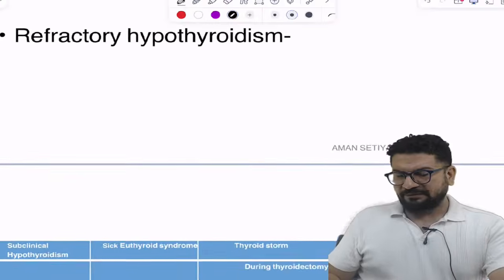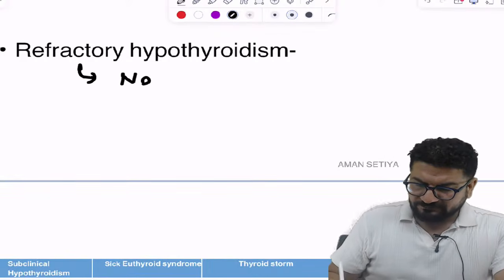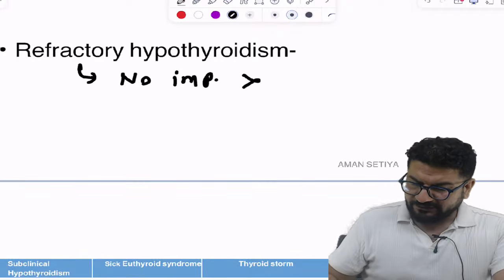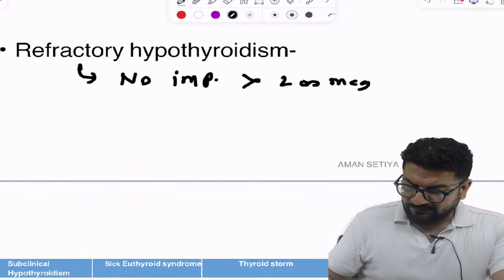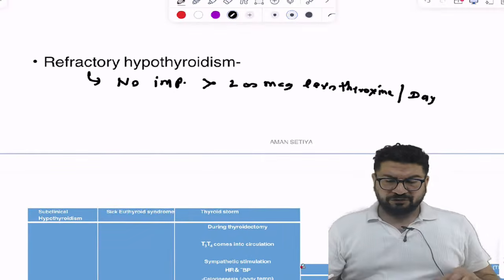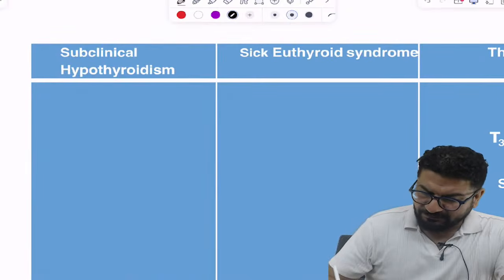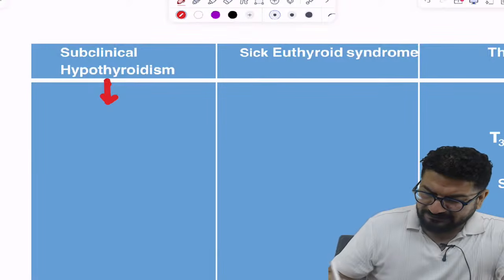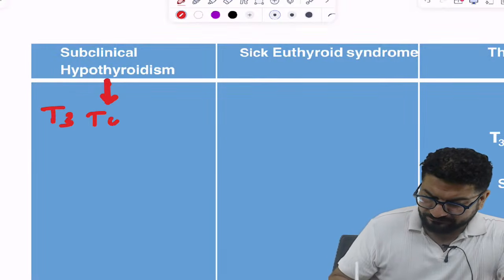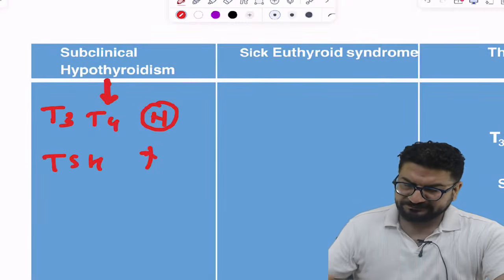Okay, refractory hypothyroidism, when will you call refractory? When there is no improvement after taking 200 microgram levothyroxine daily. When daily you are taking 200 microgram and no improvement, we call this refractory. Okay, now coming to subclinical. Subclinical hypothyroidism means here in subclinical T3, T4 will be normal and TSH will be slightly increased.